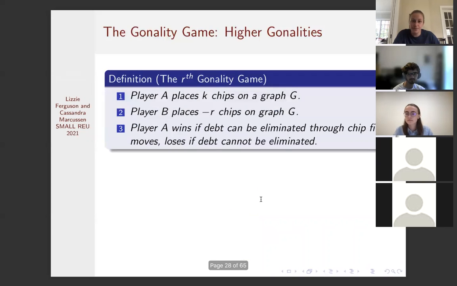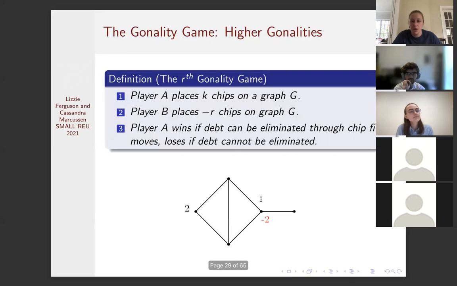And now we're going to discuss higher gonalities, which is where it gets fun and what we're really focused on this summer. And it's essentially the same as the first gonality game. However, instead of placing -1 chips down, player B now has -R chips to place on the graph. And it's the exact same process, but just with that slight change. And we call the R-th gonality of a graph the minimum number of K chips player A needs to always win the gonality game, no matter what player B does. And the complication with higher gonalities is that once player B gets more than 1 negative chip to place, there are a lot more possibilities.